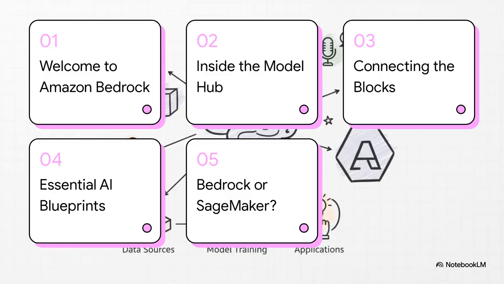We'll kick things off with Amazon Bedrock. That's kind of our central hub. From there, we'll explore what's actually inside it, see how it connects to other AWS services, and then look at 3 really common architectural blueprints. And to finish up, we'll tackle a super important question. When do you use Bedrock, and when do you use SageMaker?